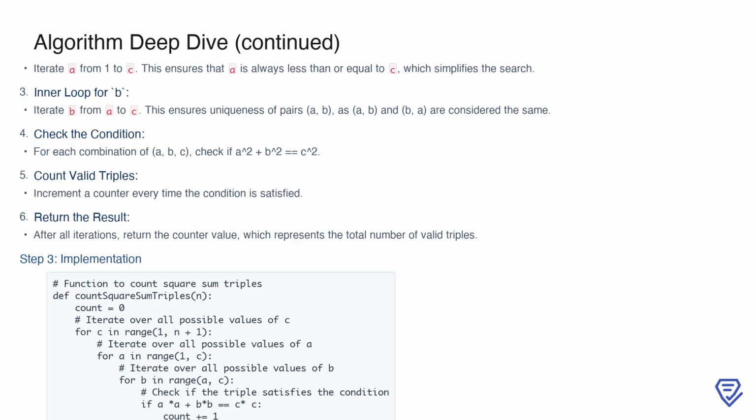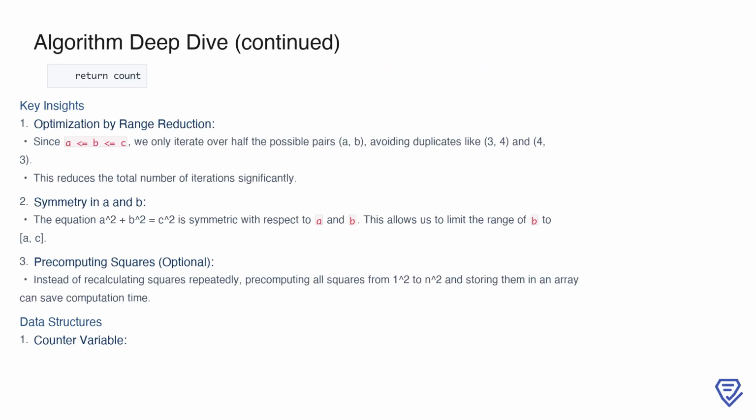By starting b from a, we avoid duplicates like 3, 4 and 4, 3, since these are considered the same triple. For each combination of a, b, and c, we check if the condition a squared plus b squared equals c squared is satisfied. If it is, we increment a counter to keep track of the valid triples we've found. Once all the loops are complete, we return the counter as the result. This method, while simple, exhaustively checks every possible combination within the range and guarantees correctness. Completing the implementation, the function now simply returns the counter, which represents the total number of valid squaresome triples.